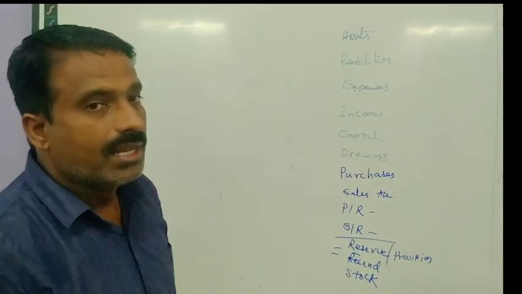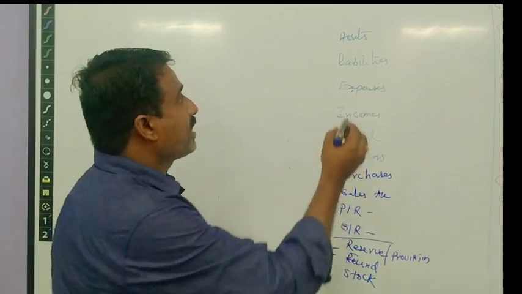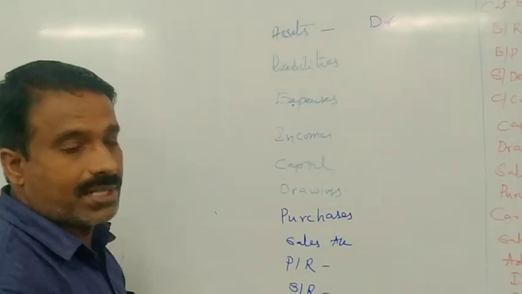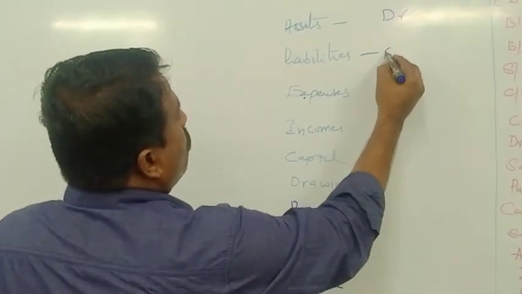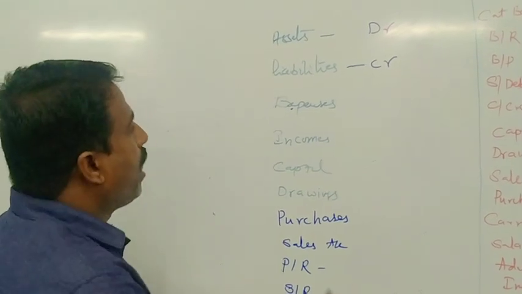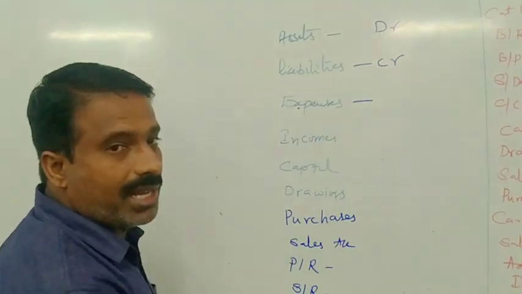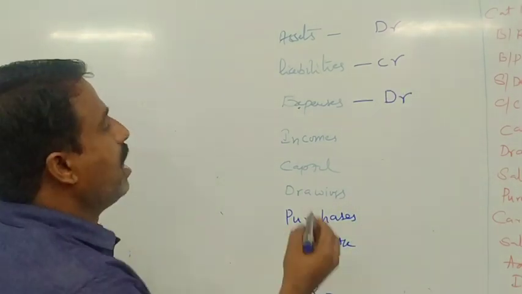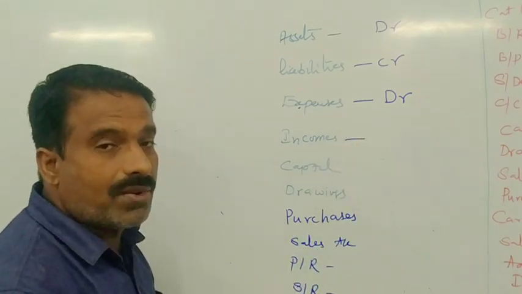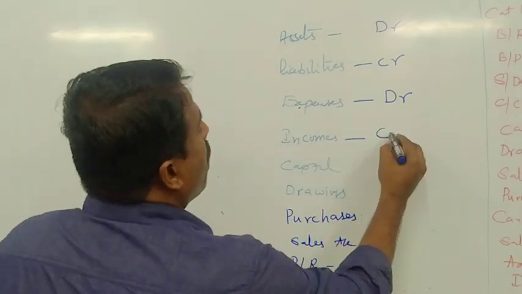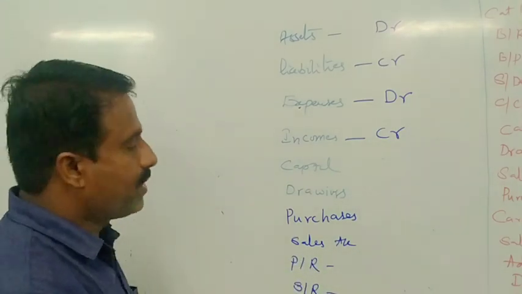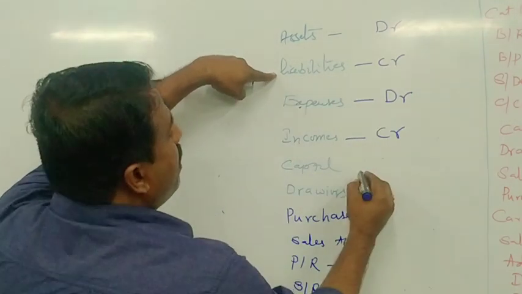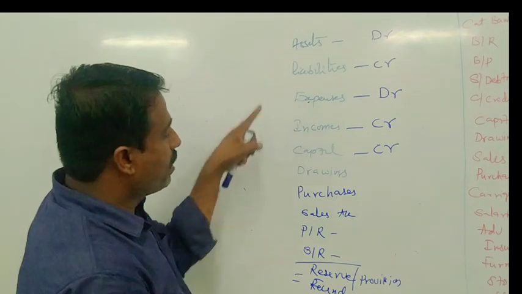Friends, I already explained the rules. Assets should all the time be shown on debit balances, and liabilities should be shown on credit balances. Expenses, as per the nominal account, are always debited, so they should be shown on debit balances. Incomes, as per the nominal account, are to be credited, so they should be shown on credit balances of the trial balance. Capital, which is a liability, as I already mentioned, is a credit balance, so it should be shown on credit balances.